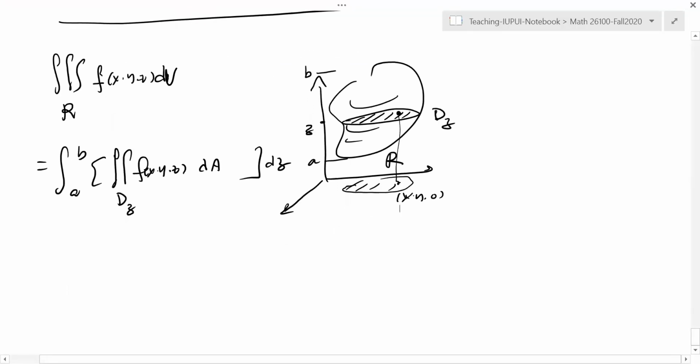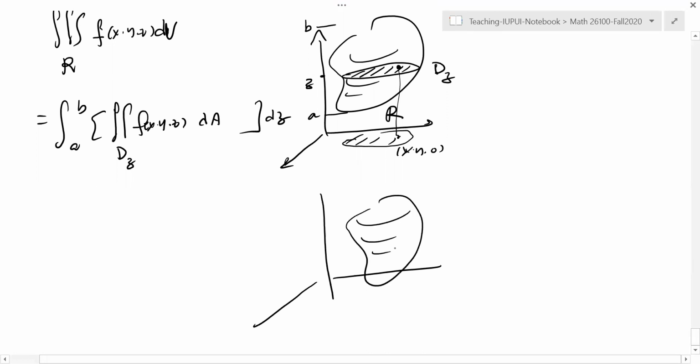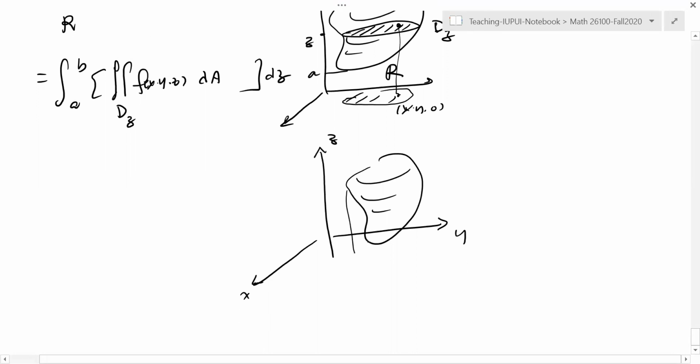Another way you can do it is to begin with the same region, the potato. It's in the xy plane, and I project it to the domain D. So D is fixed, and this will be the double integral.